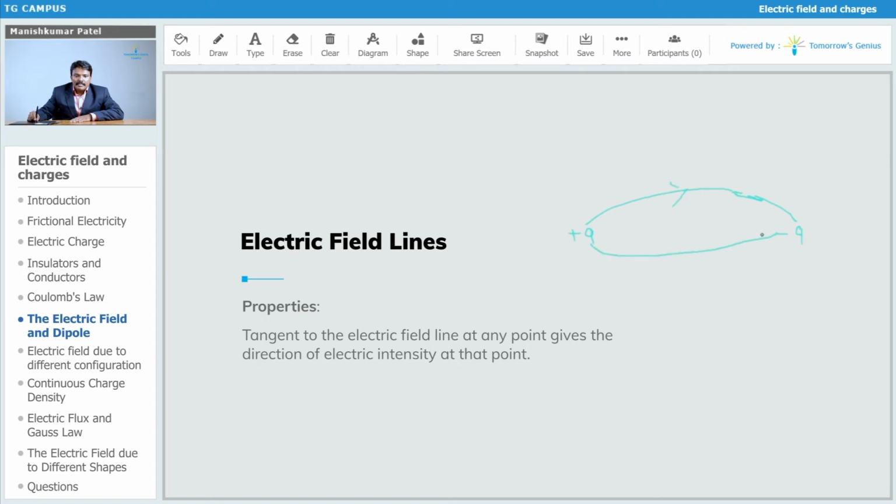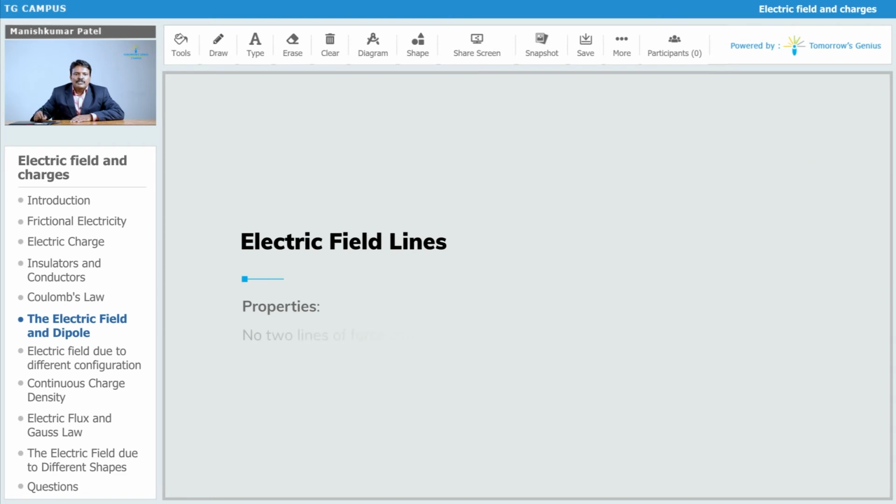So how should I determine the direction of that electric field? Let this be the point A where I have to find the direction of the electric field. This is similar to the flow of a river. You can determine the direction of the river by drawing the tangent at that particular point. So if I draw the tangent over here, you get the direction of your electric field. By drawing the tangent at every point where you have to find its direction, that is one of the very important properties of electric field lines.